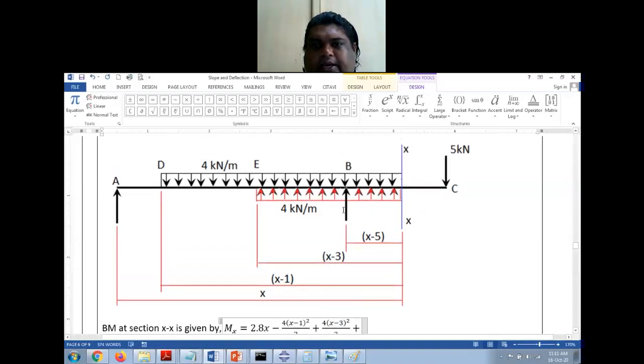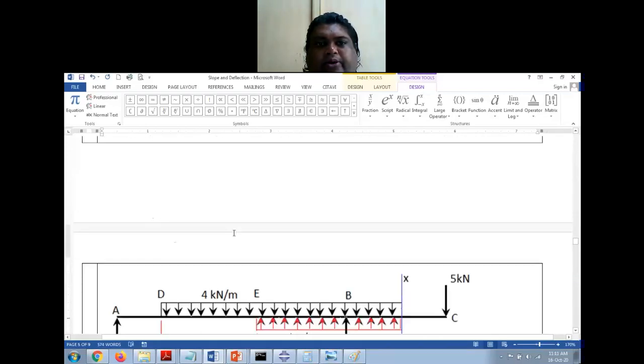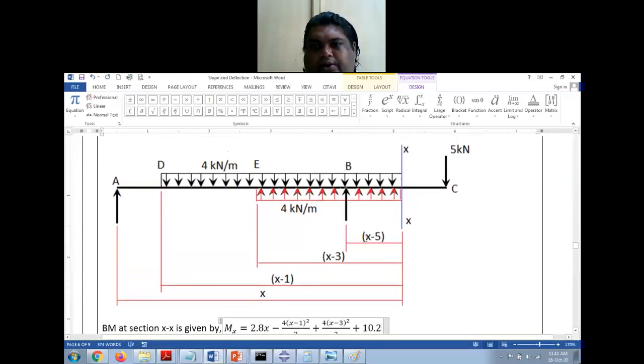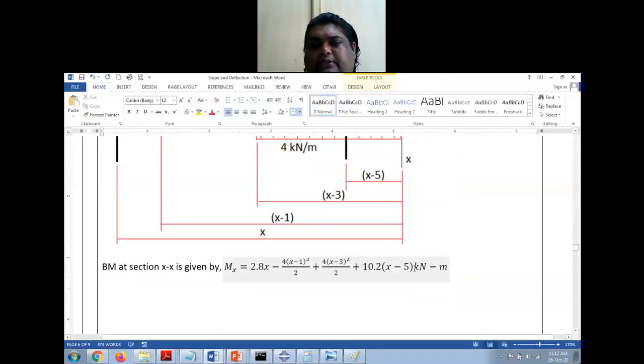Plus, I have another reaction at B, RB, and the value of RB is 10.2 kilonewton. So it is 10.2 into (x minus 5), right? And this is in kilonewton meter. The bending moment what I have calculated is in kilonewton meter.